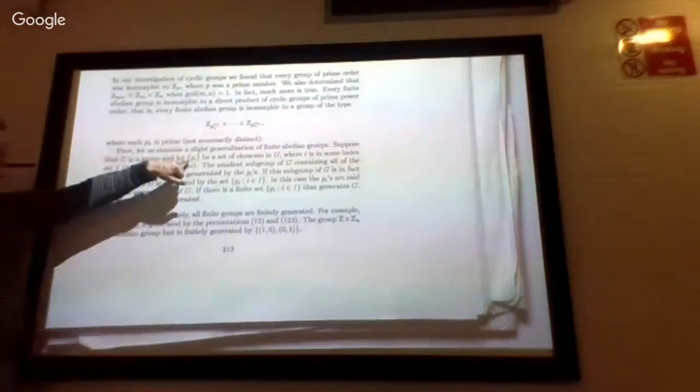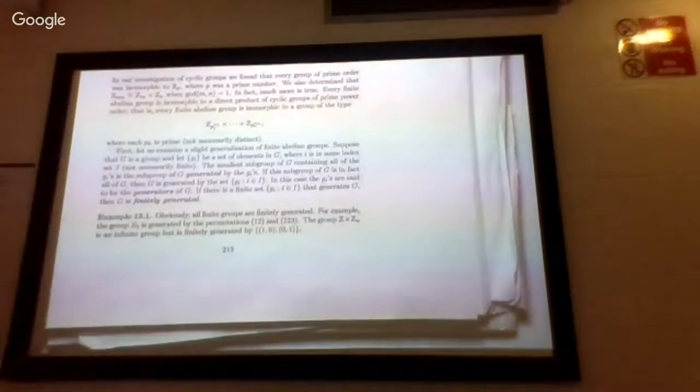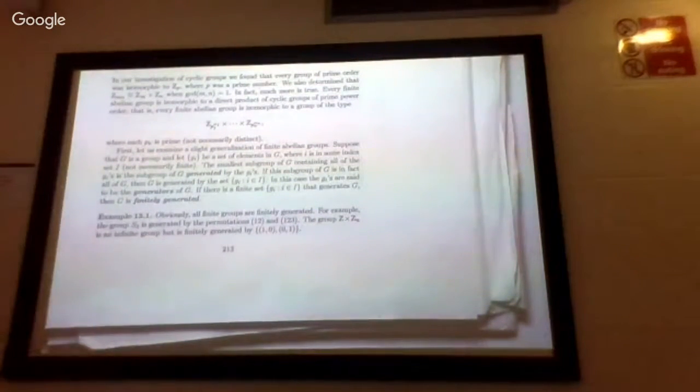It won't be a cyclic subgroup if there's more than one of these. But that idea, the smallest subgroup of the containing group G that contains all of these named elements, is the subgroup generated by those elements. And if that subgroup happens to be all of G, then we say that G is generated by those elements.